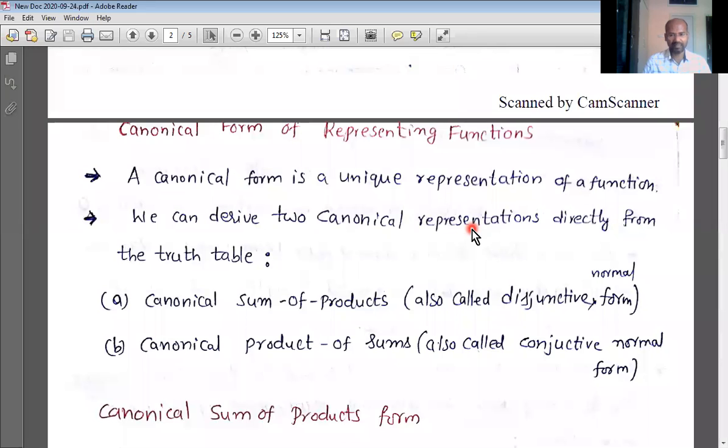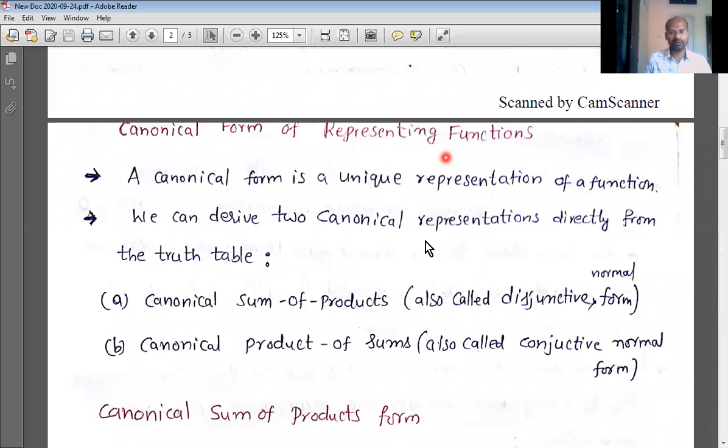That happens very frequently. But here we are looking for a unique representation of the function. Meaning, if I represent a function, or you represent a function, or somebody else represents a function, all of us get the same answer. It is the same both logically and also expression-wise. We are looking for such a representation, and that representation is called canonical representation.